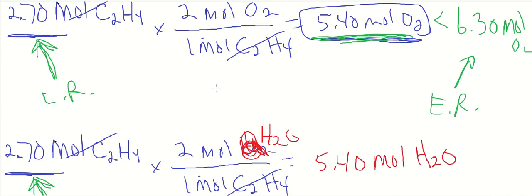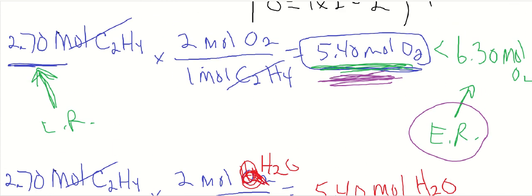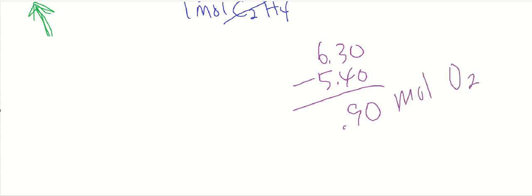All right, let's go back. That's here. Excess is there. All right, how much of that is left over? Well, this much of it is going to get used up. So what is left over? All right, let's just subtract these numbers. 6.30 minus what is actually going to get used up, 5.40. And so that's going to be 0.90 moles of O2 left over.